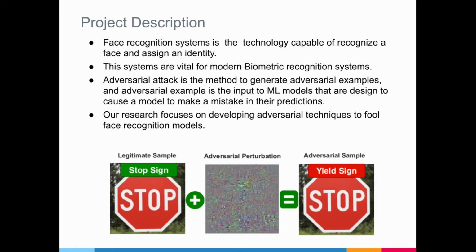Here we have an example. We have this legitimate example of a picture that says stop sign and is recognized as a stop sign. Now, once you put the adversarial perturbation, you end up with the same image as a stop sign, but now it is recognized as a yield sign.